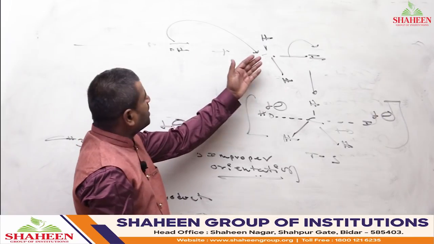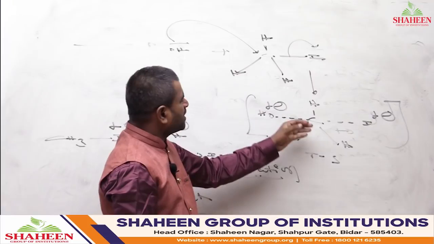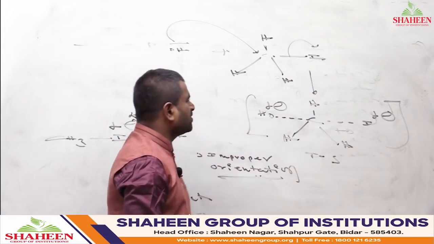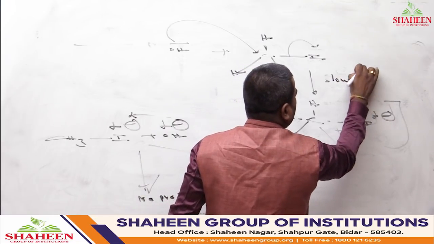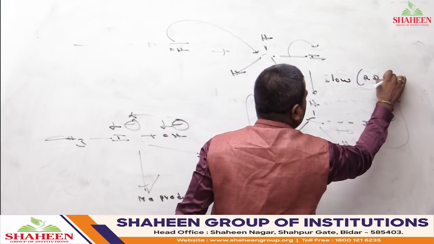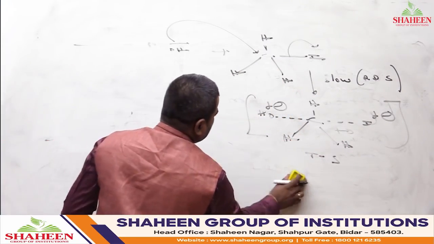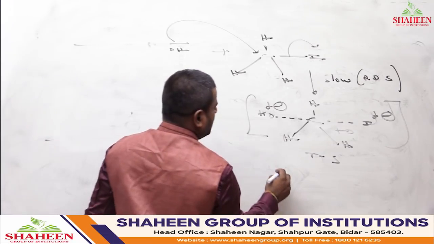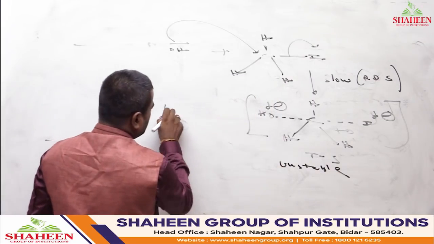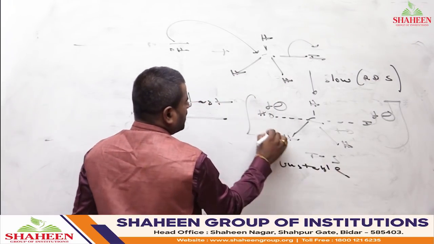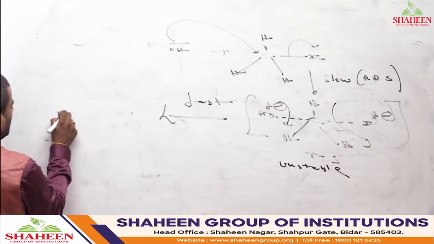First, OH minus attacks from the backside to form a transition state. Here a partial bond is forming and at the same time a partial bond is breaking. It is the slow step, the rate determining step (RDS), as you already learned in organic chemistry. Now this transition state is very unstable and easily converted to product. This is a fast step: loss of I minus ion takes place easily to form methyl alcohol.